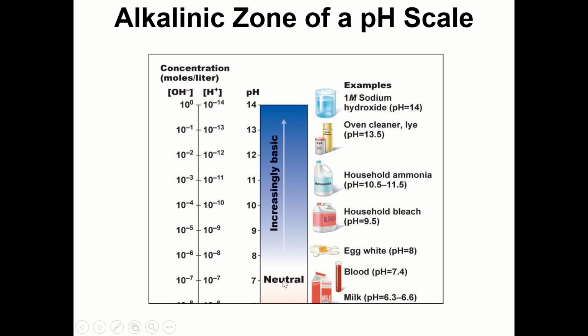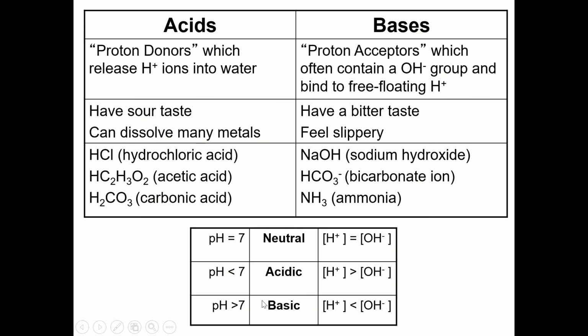So you can see that starting back with blood, egg whites, moving to bleach, then to ammonia, then to lye and sodium hydroxide, the substances are becoming increasingly more alkaline or less acidic. And so you need to be able to read a pH scale. You need to understand the basic concentration differences between hydrogen and hydroxyl ions, how that's associated with the pH scale numerically, and how that's referred to as either basic, acidic, or neutral. So be familiar with those relationships.